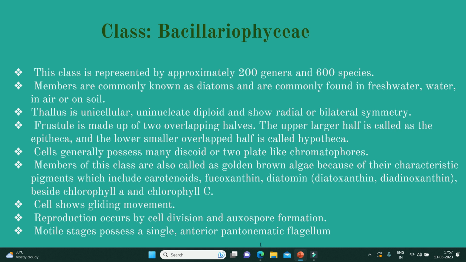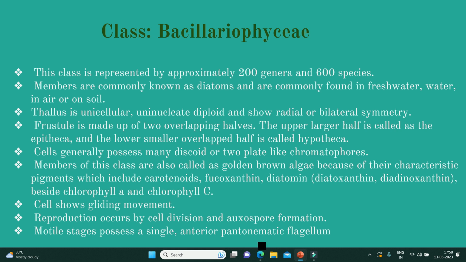Frustule is made up of two overlapping halves. The upper large half is called the epitheca and the lower smaller is known as the hypotheca. Cells generally possess many discoid or two plate-like chromatophores. Members of this class are also called the golden brown algae because of their characteristic pigments, which include carotenoids, fucoxanthin, diatomin, and chlorophyll A and chlorophyll C.